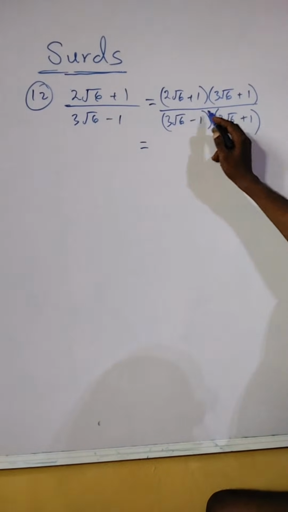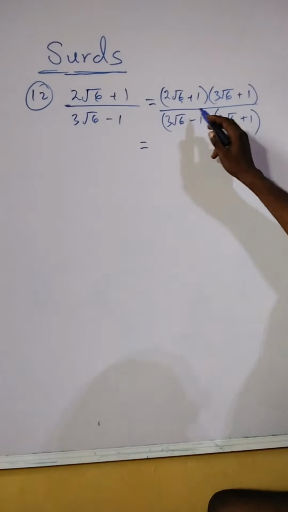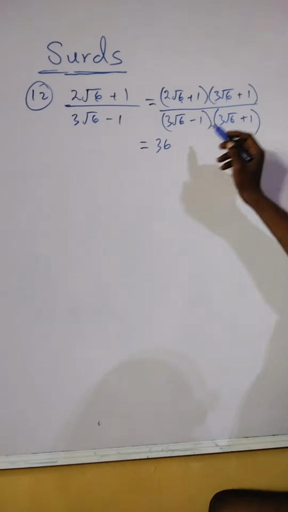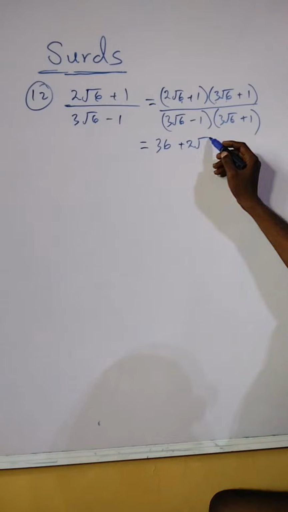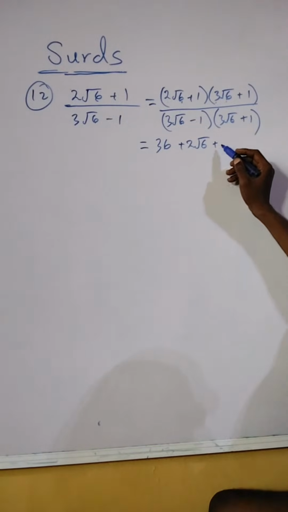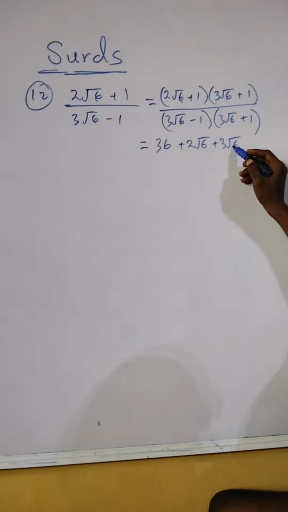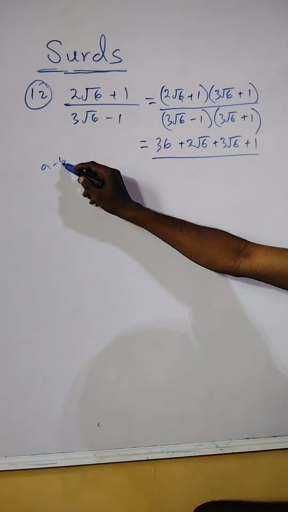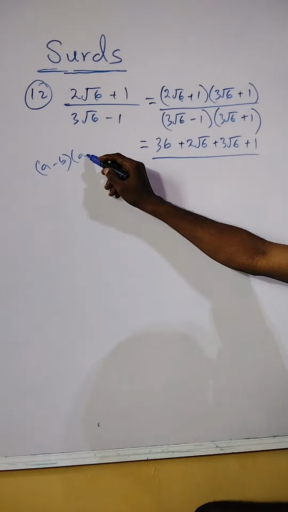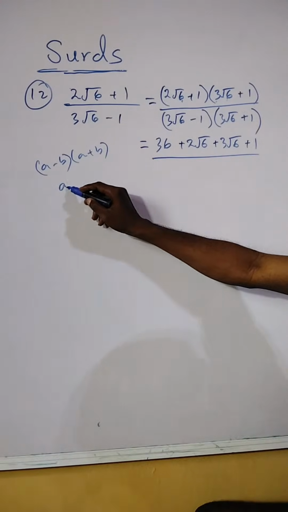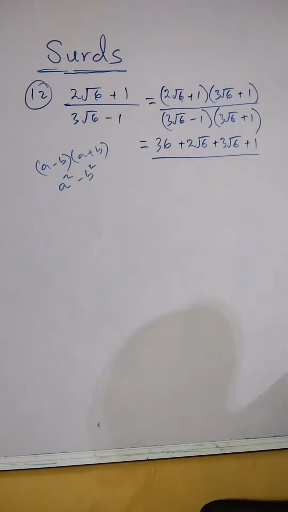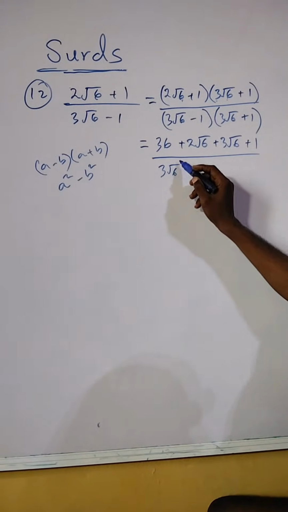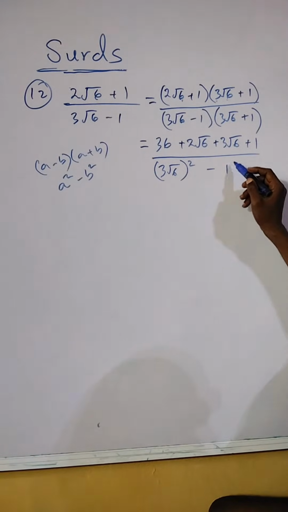2 root 6 we first multiply. 2 times 3, 6. Root 6 times root 6, also 6. 6 times 6, that's 36. 2 root 6 also multiply 1. That gives us 2 root 6. Then 1 we also open. That means we have plus 3 root 6, then plus 1, which is divided by, this also follows when we have a minus b into brackets, open bracket, a plus b, which can be expressed as a square minus b square. That is, a here is 3 root 6, we have 3 root 6 all square minus 1 square.